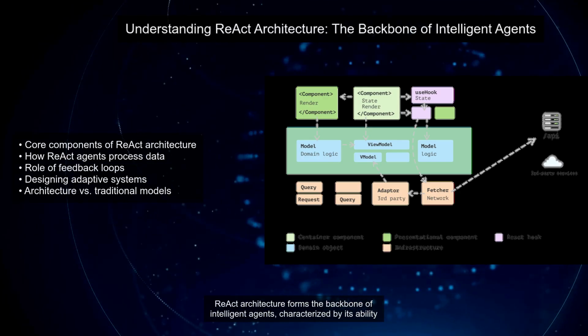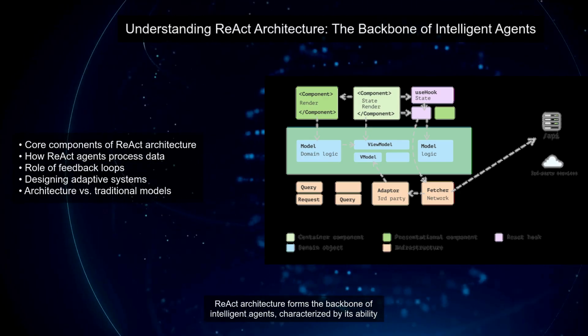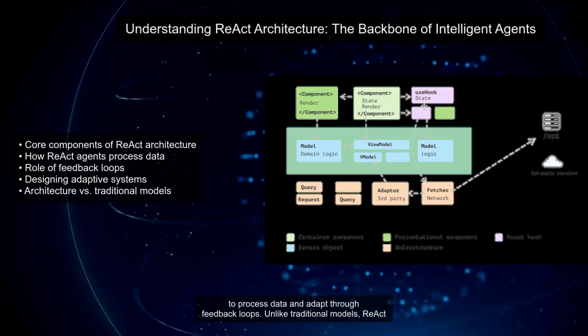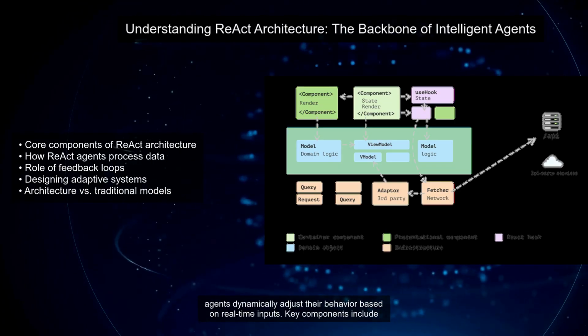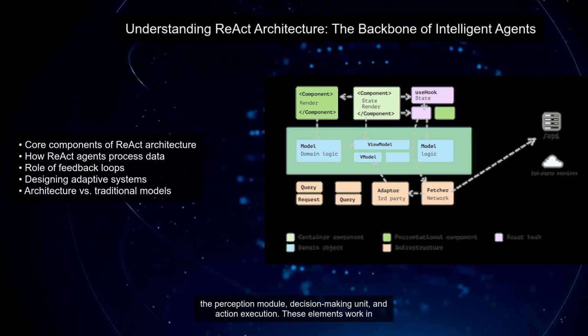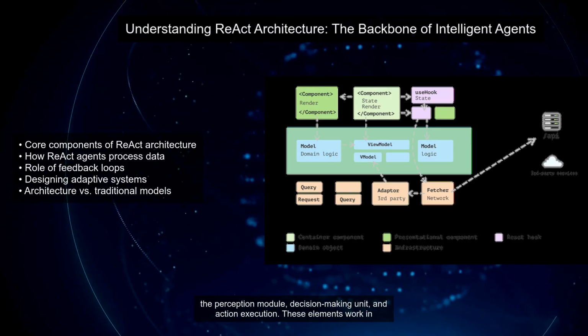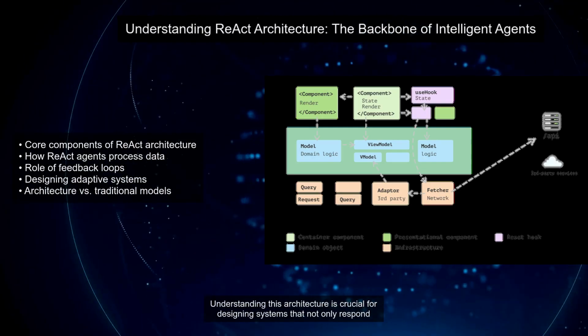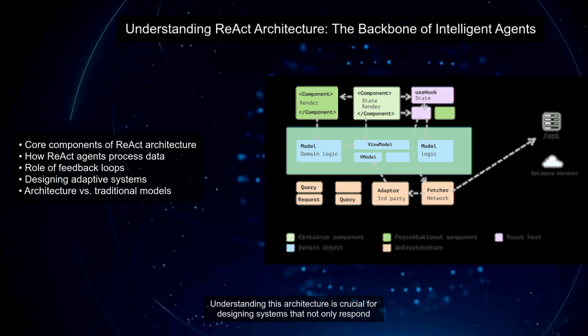ReAct architecture forms the backbone of intelligent agents, characterized by its ability to process data and adapt through feedback loops. Unlike traditional models, ReAct agents dynamically adjust their behavior based on real-time inputs. Key components include the perception module, decision-making unit, and action execution. These elements work in harmony, allowing the agent to learn from interactions and improve over time.